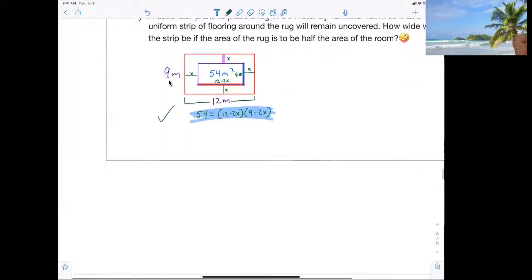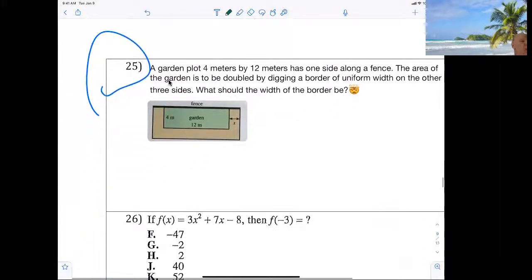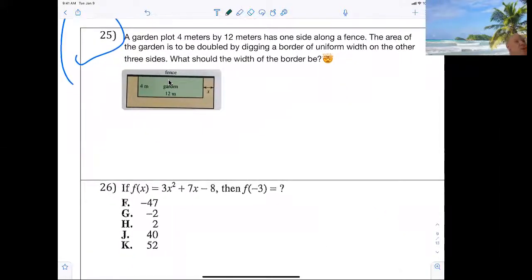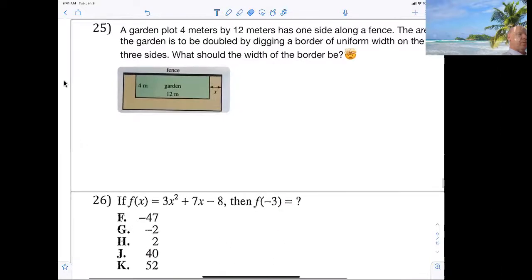All right? So now let's try to do better on 25. Let me give you a minute. I'm going to pause the video, and I'm going to give you a minute here. Okay, now listen, please. It's a little bit different, but it's kind of the same. This time, you're just looking at the garden. You're going to enlarge the garden.